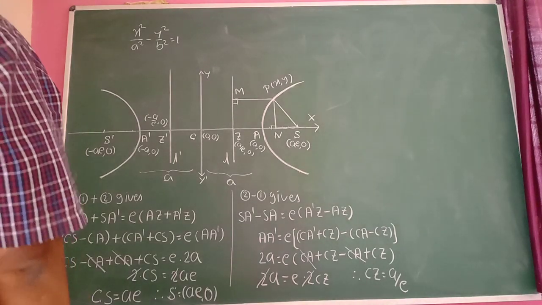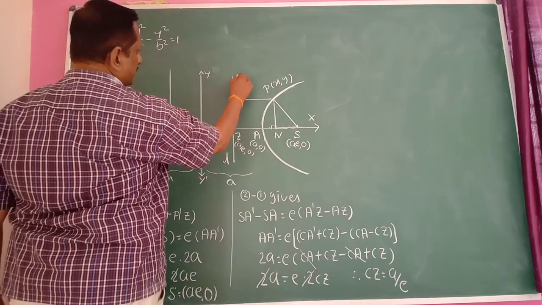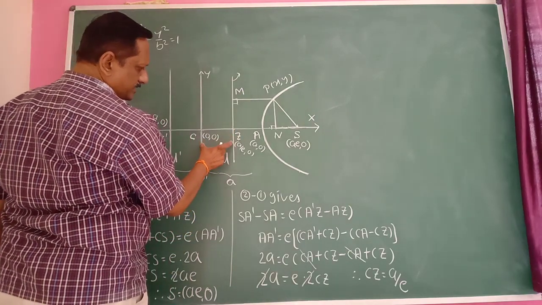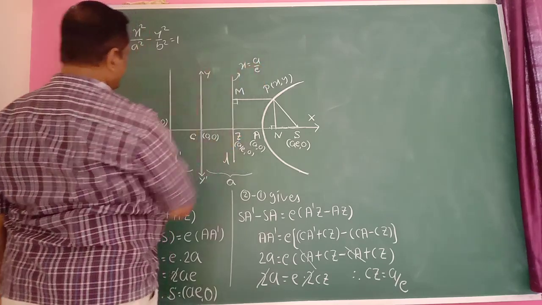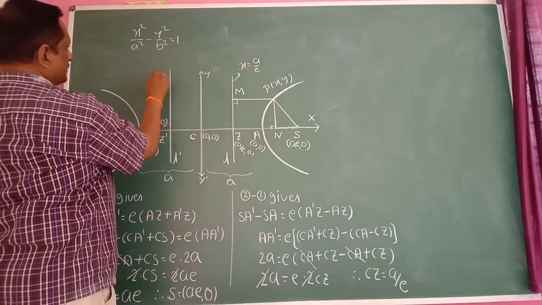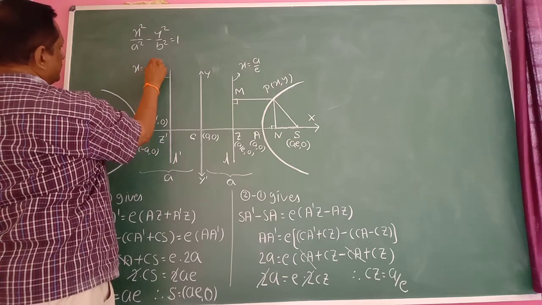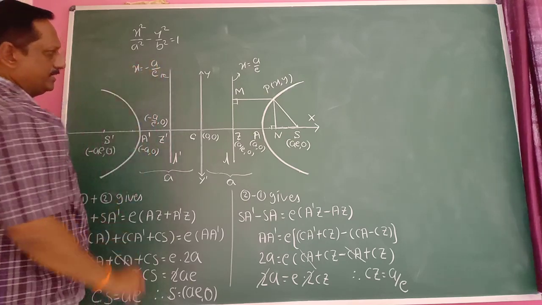Then this distance is A upon E. Therefore, its equation is x equal to A divided by E, and the other equation is x equal to minus A divided by E.